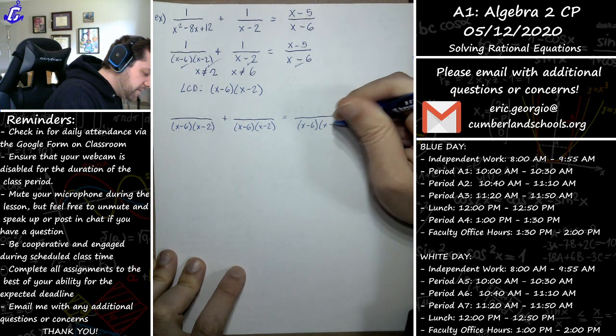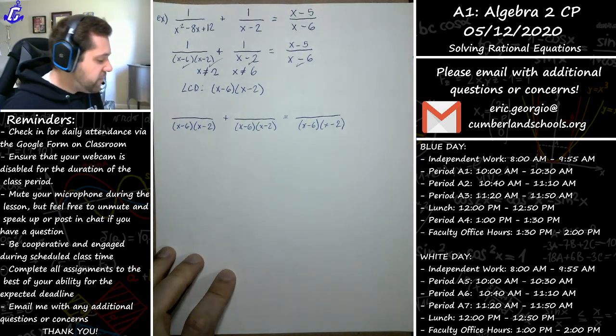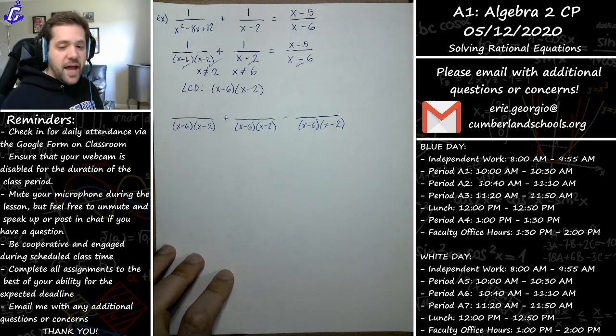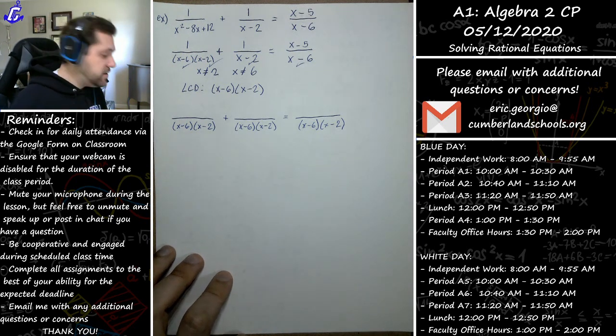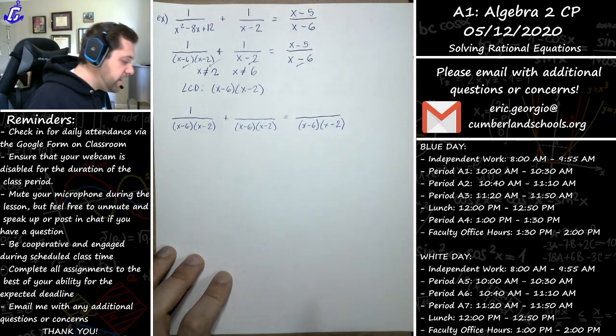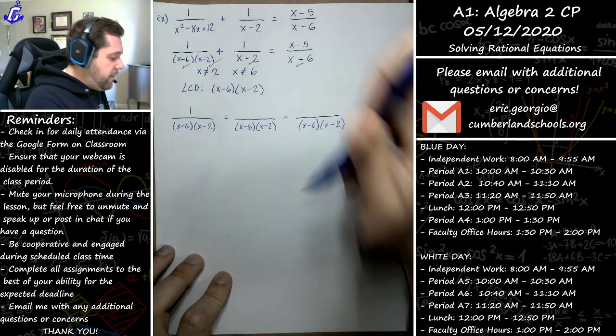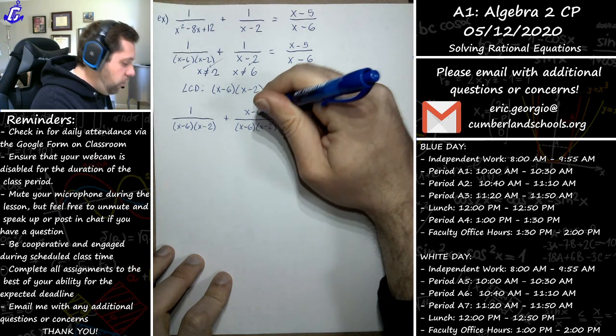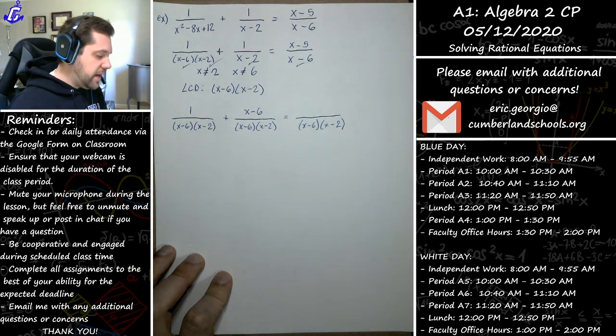That's a lot of writing. I know this step is a lot of writing. Times x minus 2. I'd like to convert everything. What do I need to multiply everything by in order to complete that conversion successfully? Well, this one I don't need to change at all. That's already looking like that. This one I need to multiply by x minus 6. So that becomes 1 times x minus 6 in the numerator, which is just x minus 6.